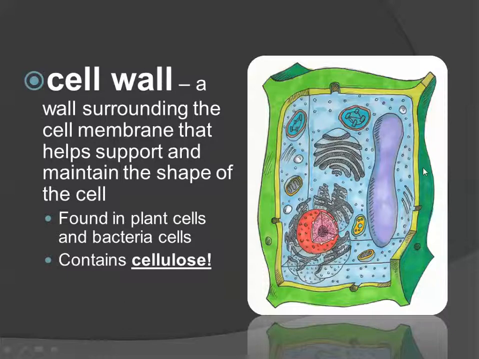Cell walls are in plant cells, not in animal cells. Bacteria cells do have cell walls, but they're made of a different material. Can you write it down? See if you can pronounce this or figure how it's spelled. Peptidoglycan is what's found in bacterial cell walls. One more time. Peptidoglycan. Plant cells, their cell walls are made up of cellulose.